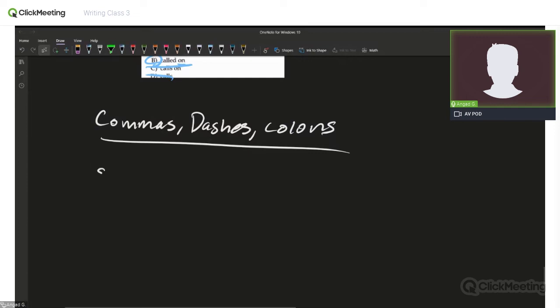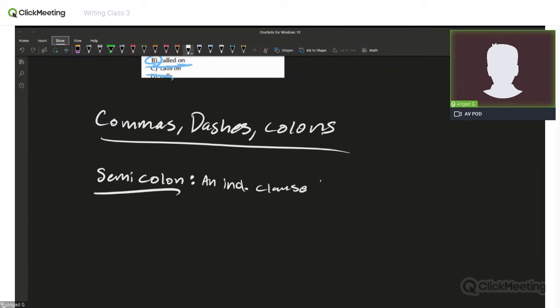So the first thing we're going to go over is the semicolon. And what is a semicolon used for? It's used to conjoin two independent clauses to make one sentence. So it has the same rules as a period, where we have to have an independent clause before and after a semicolon.